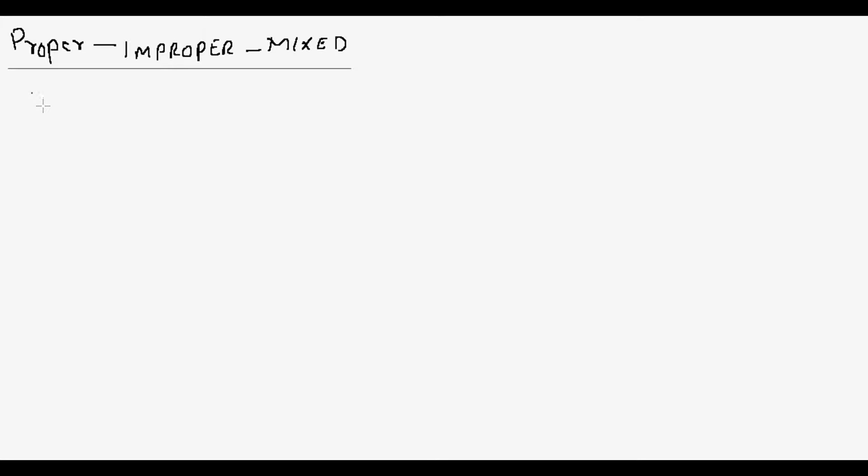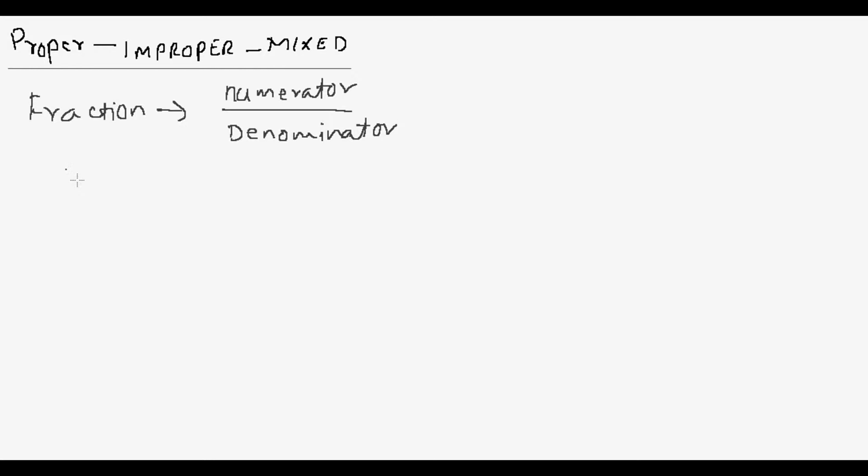A fraction has two parts. One is called the numerator and the other one is the denominator. For example, in 3/5, 3 is called the numerator and 5 is the denominator.